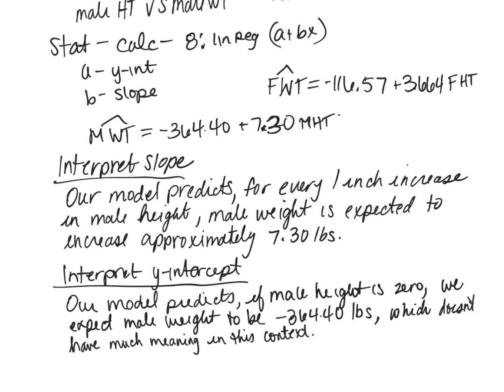Obviously, you can't have a height of 0, and you can't have a weight of negative pounds at all. So it doesn't really have any context. But this is what it means. You still have to be able to interpret it even if it doesn't make sense in that context. Okay? So take a second and write out your interpretation for the female slope and the female y-intercept.